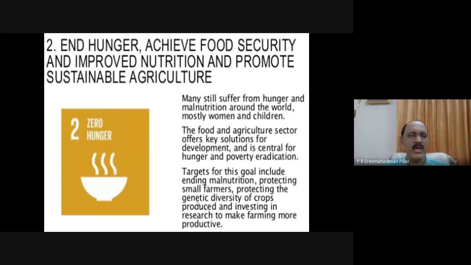End hunger, achieve food security, improve nutrition and promote sustainable agriculture. Of course, hunger and poverty are interrelated. Hunger could have been there in the past slide, but it is a part of food security. The countries with the lowest food security in the world are African countries. India is one of the countries very rich in food security. Though the GDP level in India is not that high, maybe we will be in the second half of the list of countries in the world, but from the food security point of view, we are very rich.